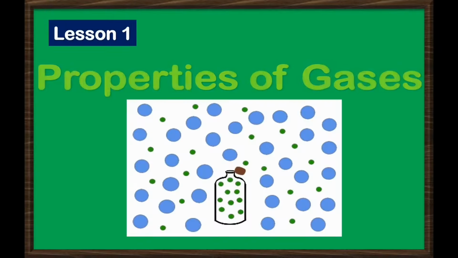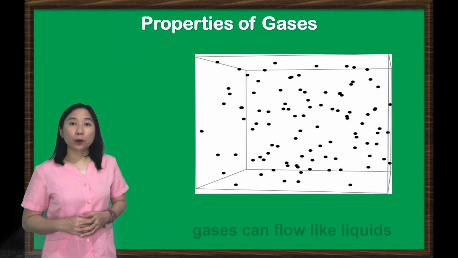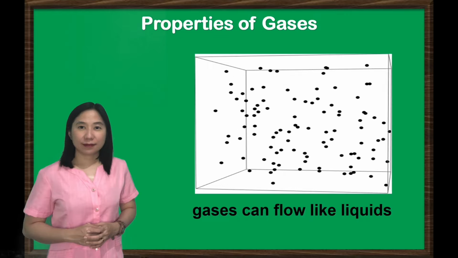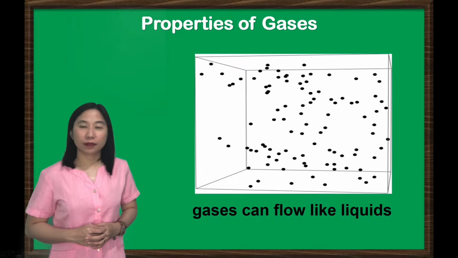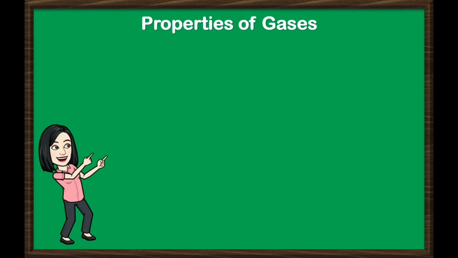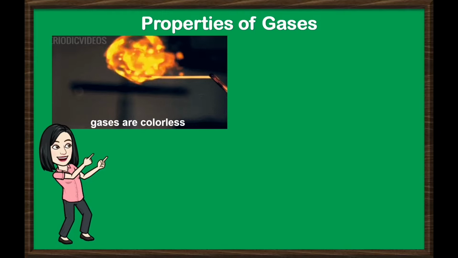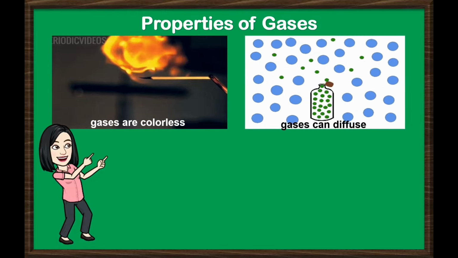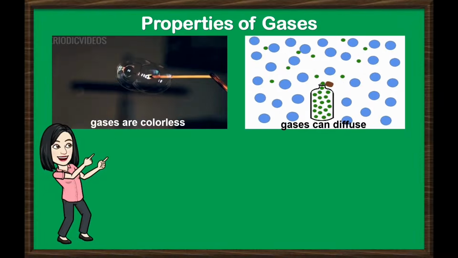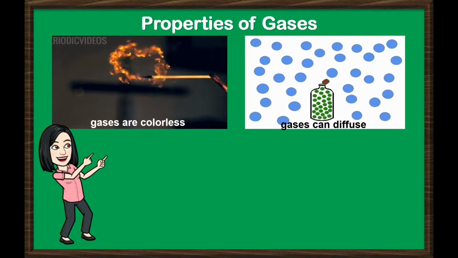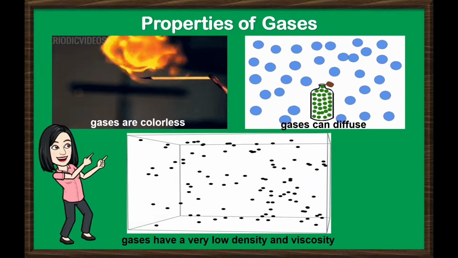Lesson 1. Properties of gases. All gases can flow like liquids. This means the molecules of gases move independently from each other. Most gases are colorless, like hydrogen, which is a flammable gas. Gas particles will spread about or diffuse in order to fill all the space in any container, such as a bottle or a room. Compared to liquids and solids, gases have a very low density and viscosity.